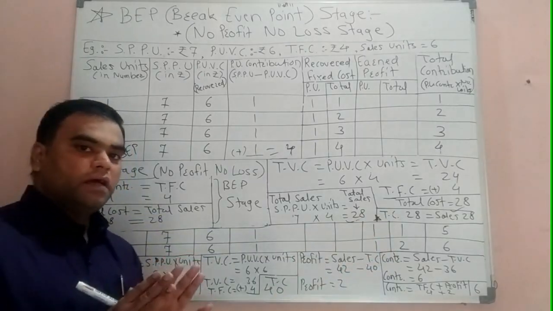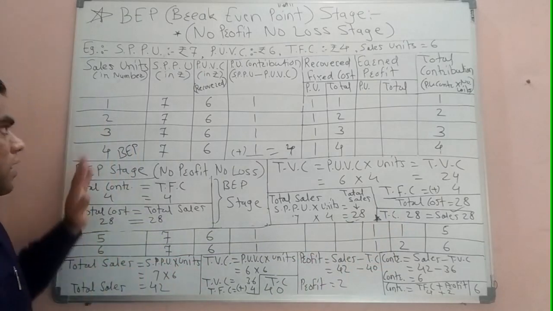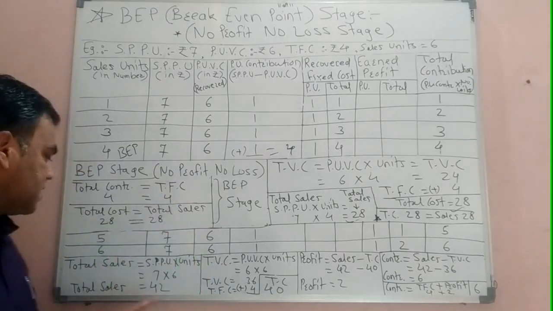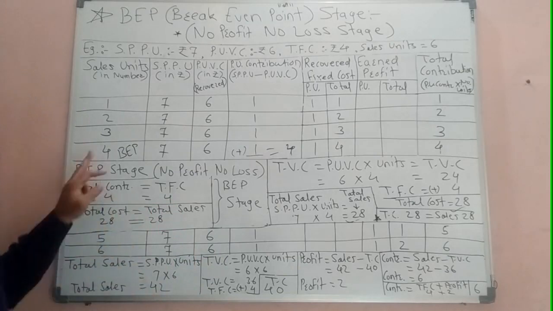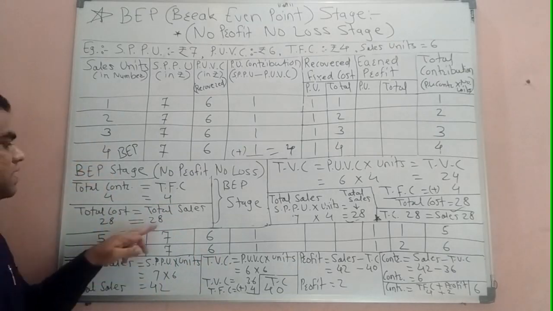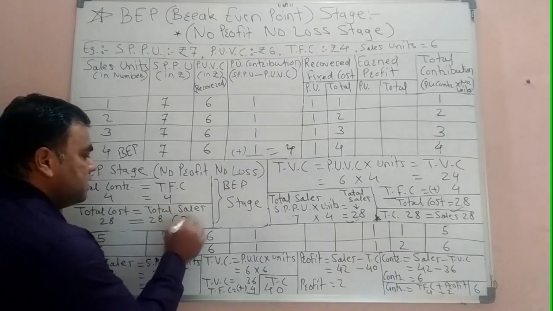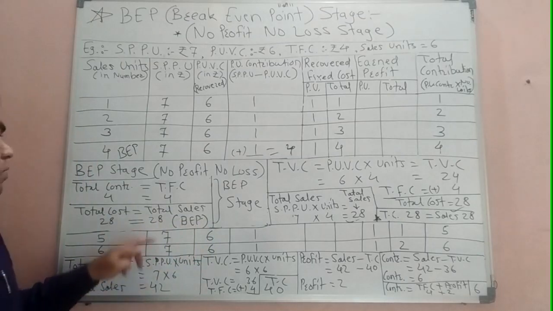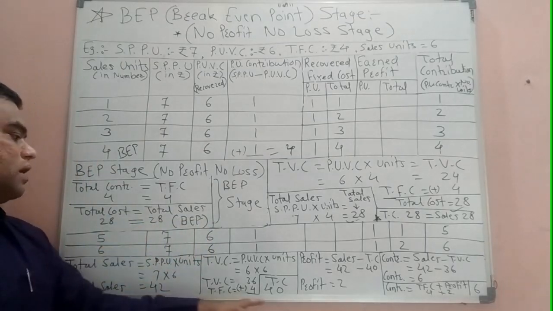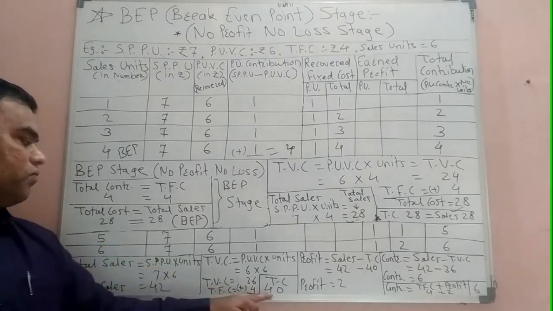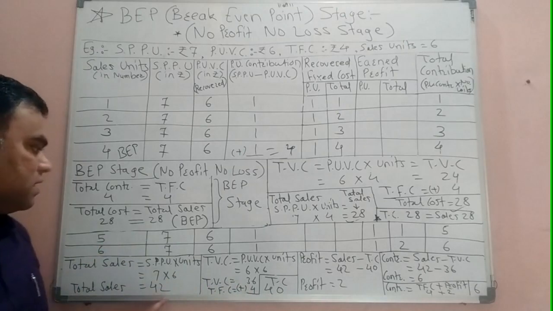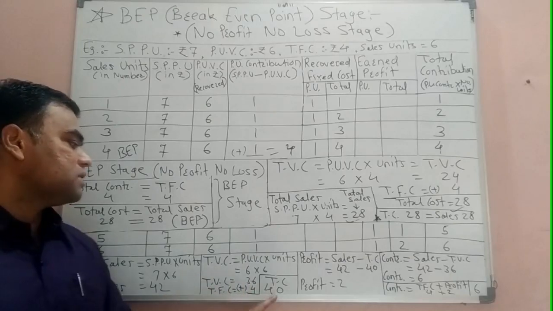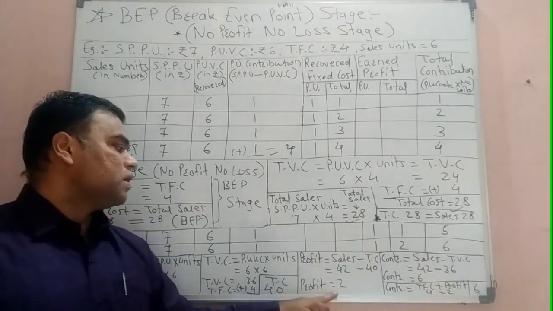Now, at conclusion, if we consider the 6 unit sales level, total sales is 42. BEP sales is 28. Total sales 42, BEP sales 28. Total cost at the 6 unit level is 40. Total sales 42, total cost 40, so 42 total sales less total cost 40, rupees 2 is our profit.